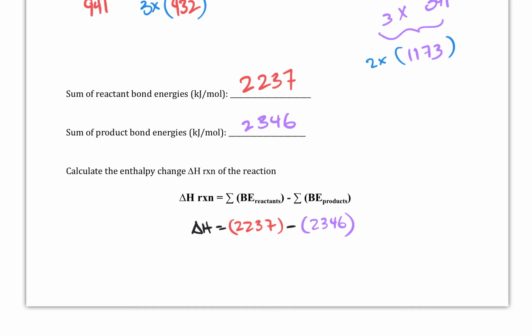So now to find the delta H of reaction, we just have to take the value for the sum of our reactant molecules and subtract out the value for the sum of our product molecules and see what the difference between those will be. Since the change in enthalpy of the reaction system is negative 109 kilojoules per mole, this reaction is exothermic.